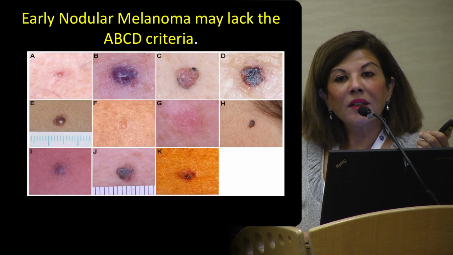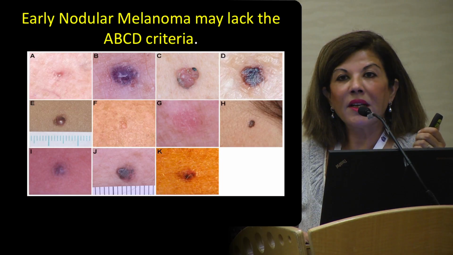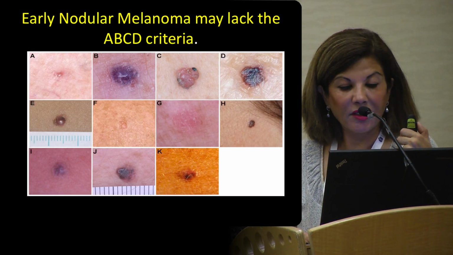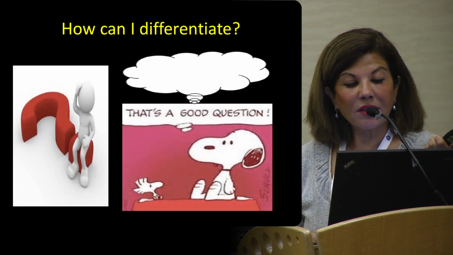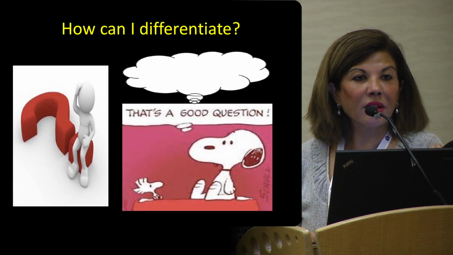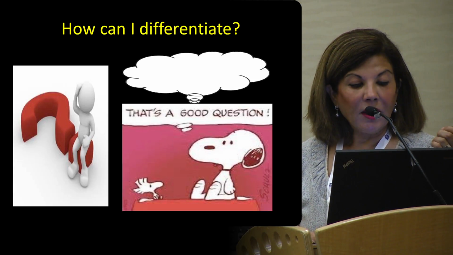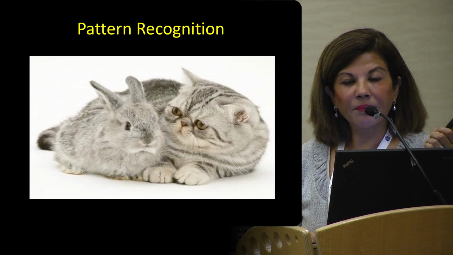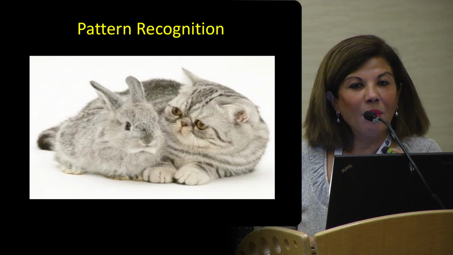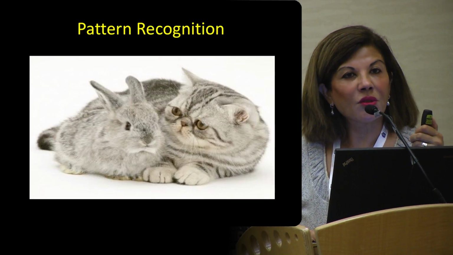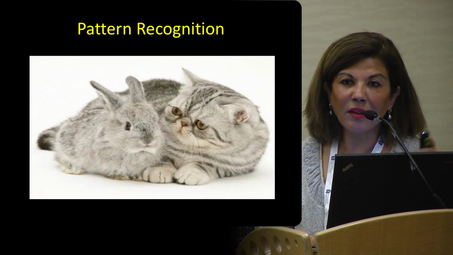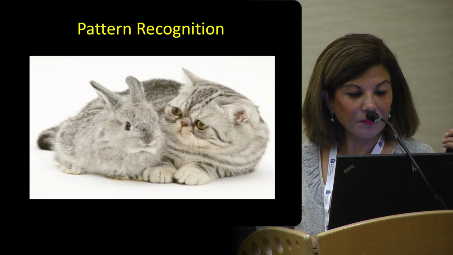The other issue is that early nodular melanomas and melanomas that are less than 0.1 millimeter in diameter lack the ABCD criteria. So the question is, how can I differentiate between the obviously benign lesions and the malignant lesions with my naked eye? And that leads to pattern recognition. Initially, when you start doing dermoscopy, everything will look the same. But as you get more and more experienced, you'll start to recognize certain patterns that will allow you to differentiate between the benign and the malignant lesions.